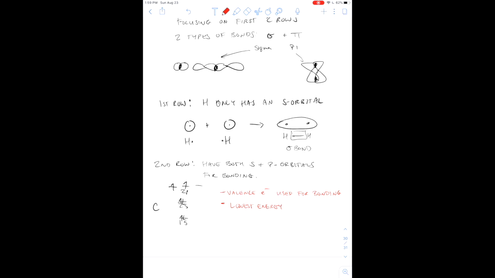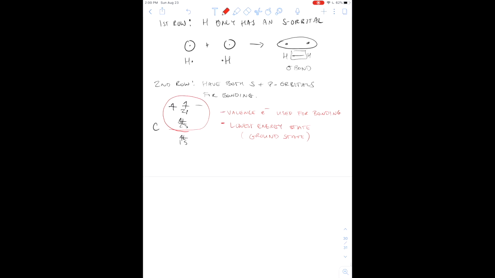The valence electrons are in the outermost shell, and so those are the ones that are, in carbon's case, in the 2s orbital as well as the 2p. Okay, so this particular electron configuration is in its lowest energy state, which is also known as the ground state. So that's just a vocabulary term for you guys. But these circled electrons are the valence electrons, and those are the ones that are dictating the bonding patterns of carbon.